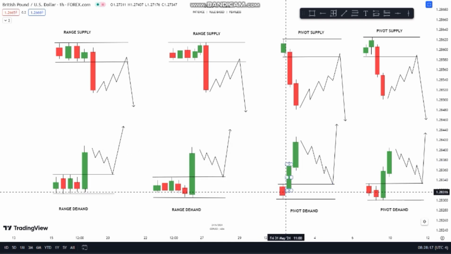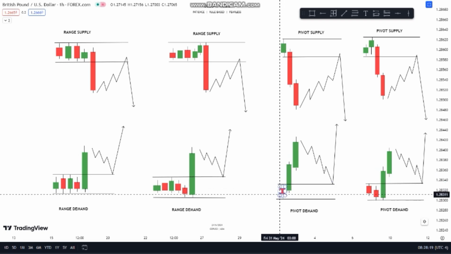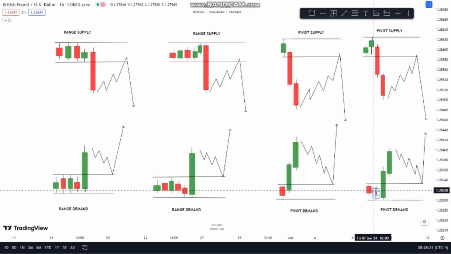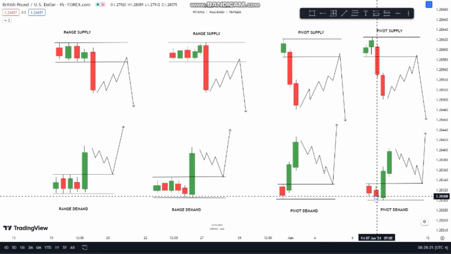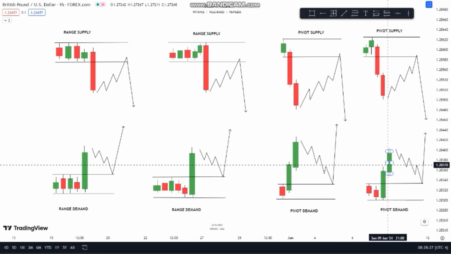This here is a pivot demand, and here again we have a short move downside followed by a rapid move upside.